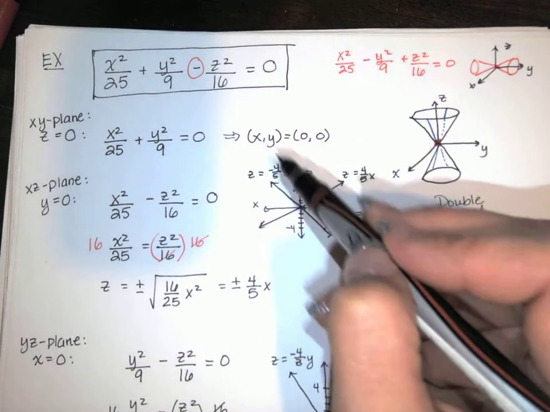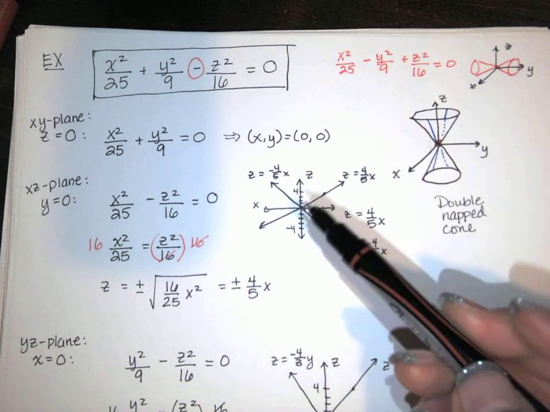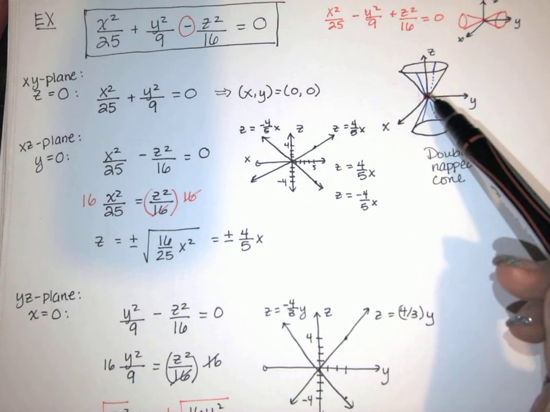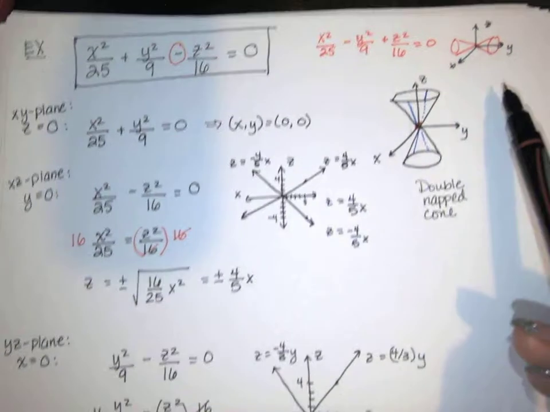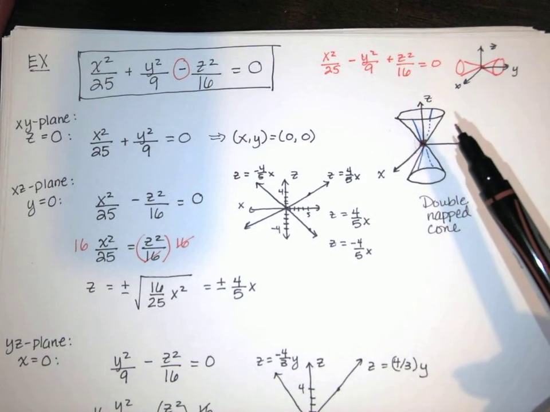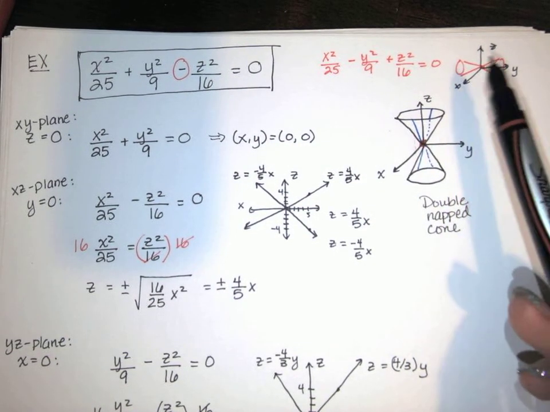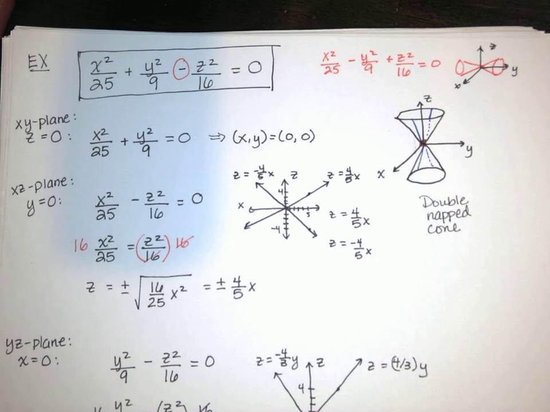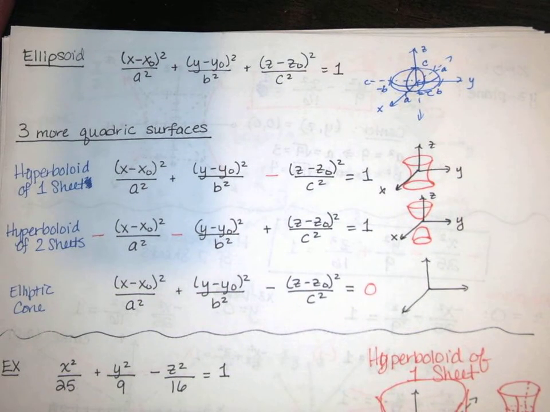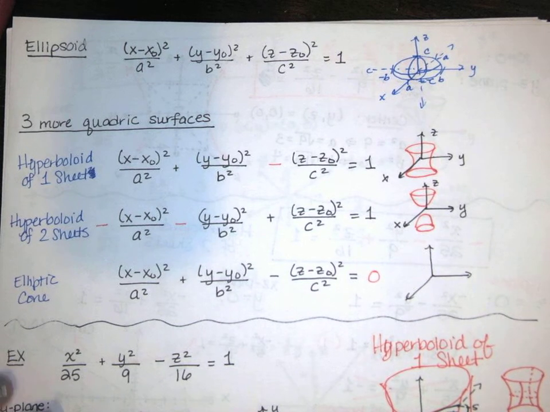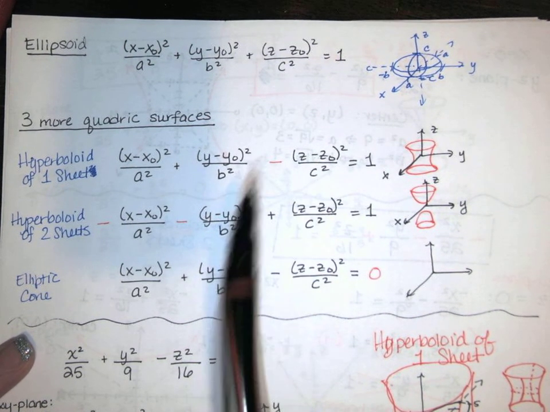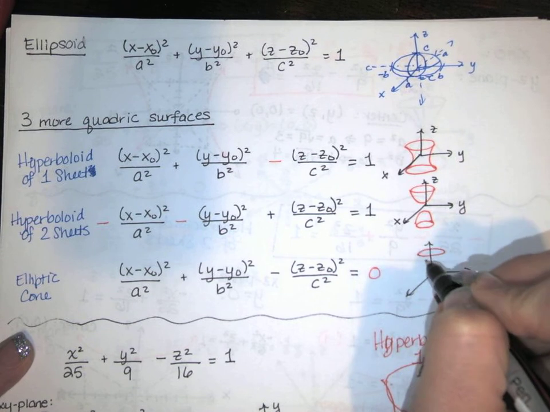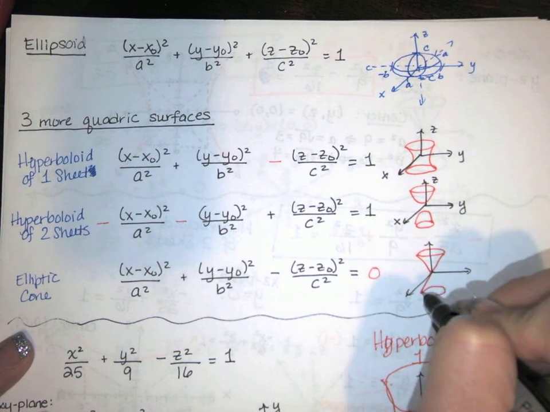I wouldn't worry too much about the slopes here. Just think about this general shape. It's going to be a cone. And make sure that the axis of symmetry is correct, so that it's opening in the right direction. Okay, so those are our 4 quadric surfaces that all have x, y, and z squared in them. There's our double napped cone.